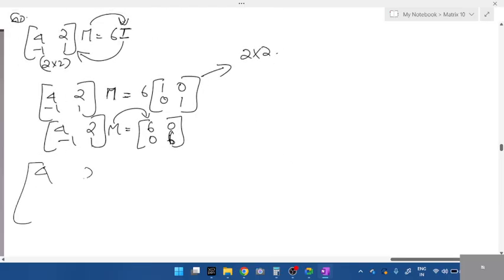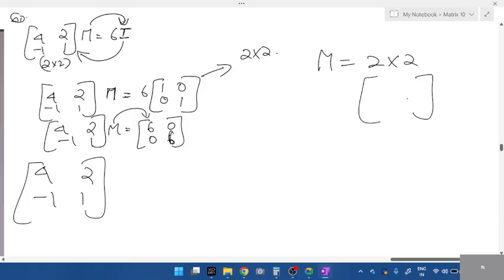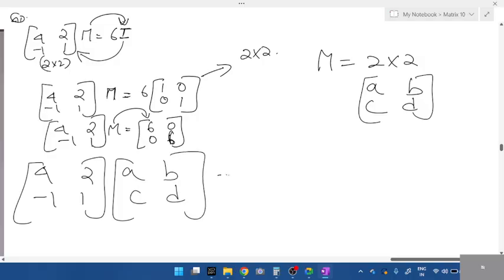See, 4 2 minus 1 and 1. We know M is what? M is order 2 by 2. What do you mean by 2 by 2, students? How many values should it have? 2 rows and 2 columns. So take random alphabets. Take A, B, C, D and start solving. Look here. Let me take A, B, C, D is equal to 6 0 0 6. Try this for homework.